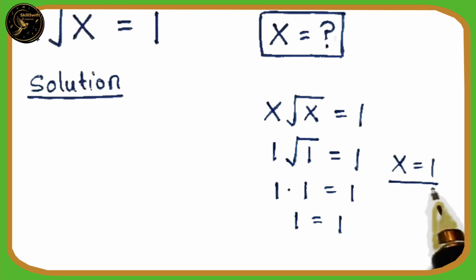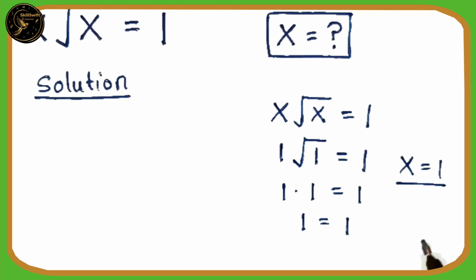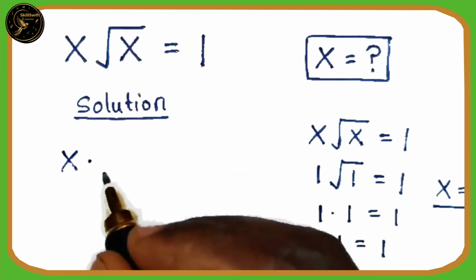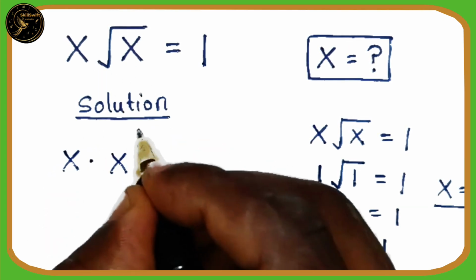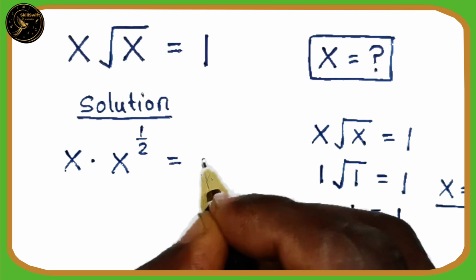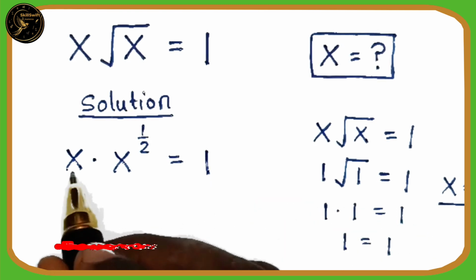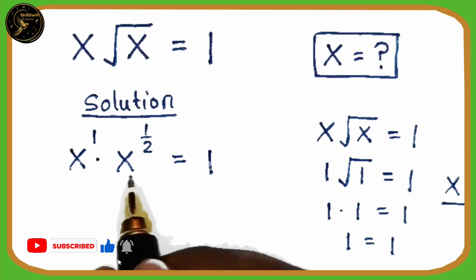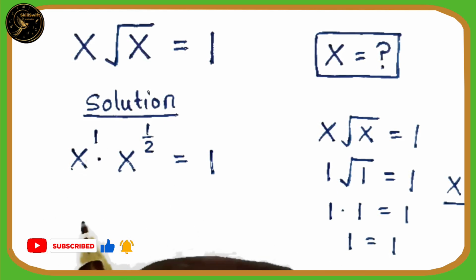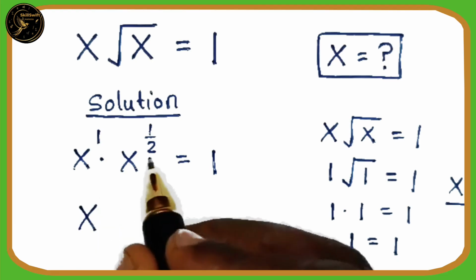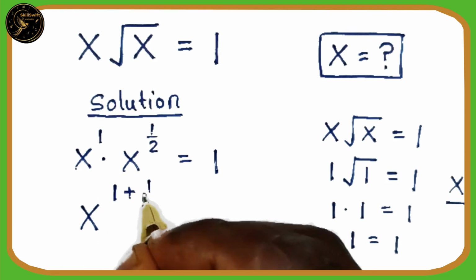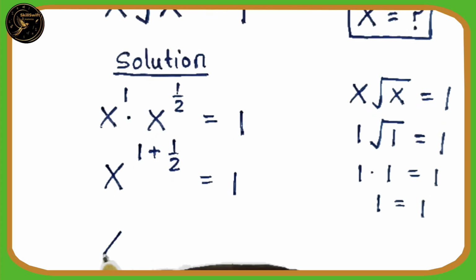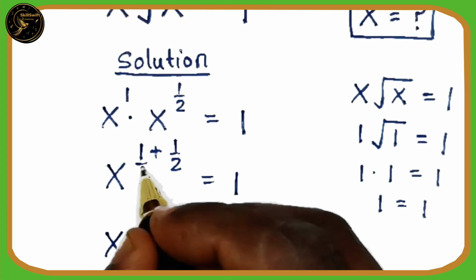We have other solutions. The correct way to solve this problem: x times the square root of x is the same as x to the power of a half, equal to 1. Then x is the same as x to the power of 1. Multiplying exponents with the same base x but different powers gives the same base x, so we add the powers: 1 plus a half.